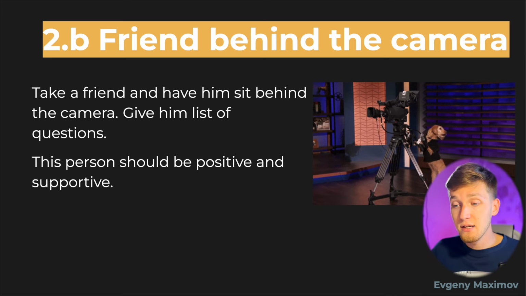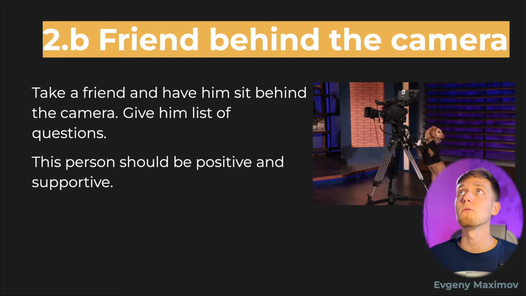And second way is a friend behind the camera. So if you are scared, if you don't know how to speak in front of a camera, it's just a piece of metal, piece of glass, and you need to speak. It's not a human, it's not a personal connection. That's why we need to take a friend, text or call our friend and ask him to help with shooting. We can put this person behind the camera, give him a question list, and he will ask them during this filming session. But it's important that this friend should be positive.